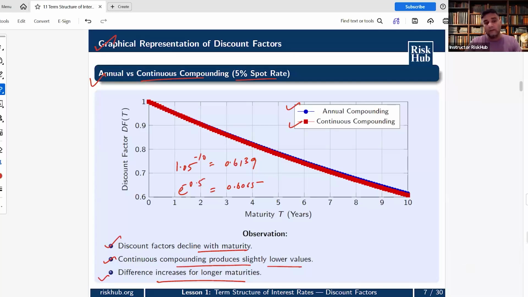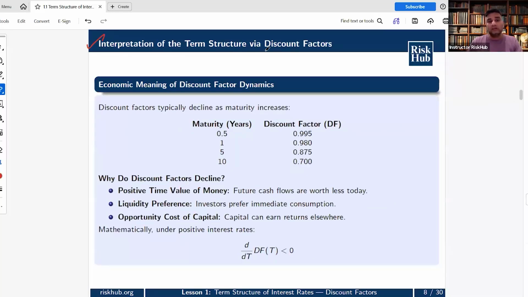Okay. Then we have the interpretation of the term structure of discount factors. This is the explanation of the previous slide: economic meaning of discount factor dynamics. Discount factors typically decline as maturity increases, which is given by this data. While discount factors decline, positive time value of money, liquidity preference, opportunity cost of capital automatically apply under positive interest rates. This is what we get, right?